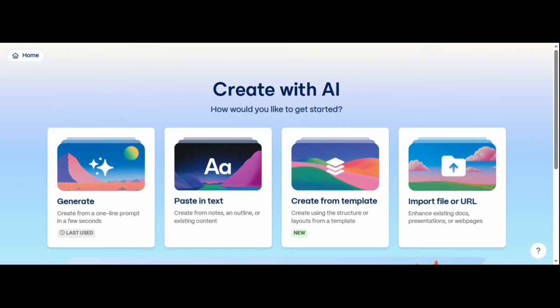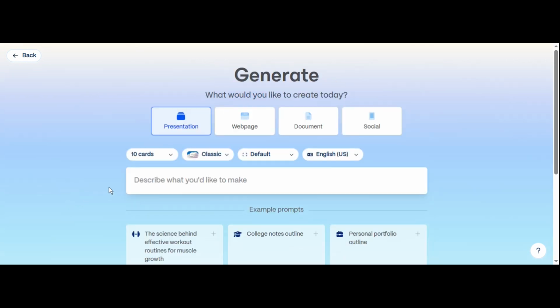First, open your browser and go to gamma.app. Once you're on the home page, click on Create with AI. This is where Gamma allows you to generate presentations automatically using artificial intelligence. If you're not already logged in, sign in with your account to continue. After entering the Create section, click on Generate. This option allows you to create a brand new presentation from scratch using AI.